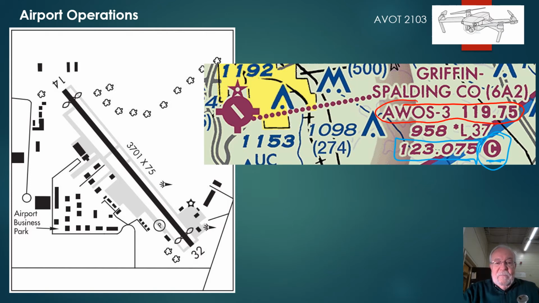And that will tell you something. What's a left pattern look like to you? Especially if he calls and says, I'm on left downwind for runway 32. Where is that? You need to know that.